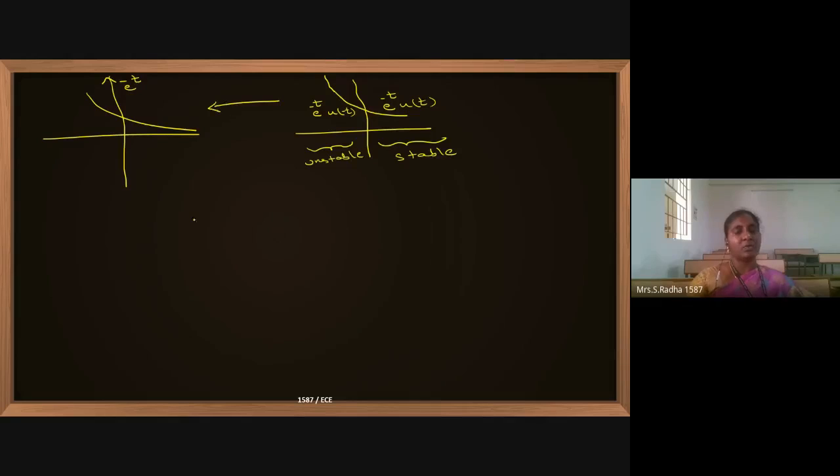Combined, this is e power minus t, a decreasing exponential. So in the question, if it is given e power minus t u of minus t, then it is an unstable system. If h of t equals e power minus t u of t, then it is a stable system.